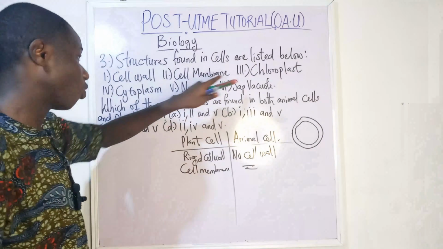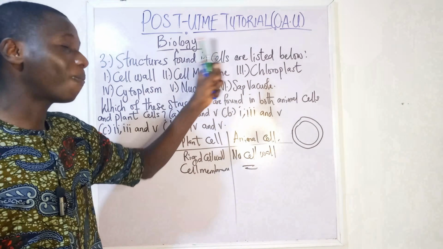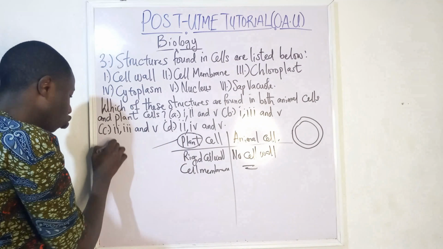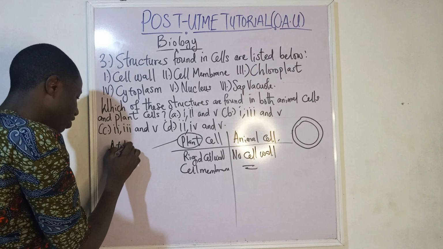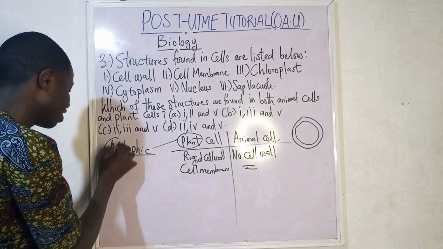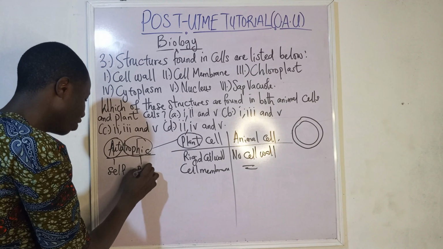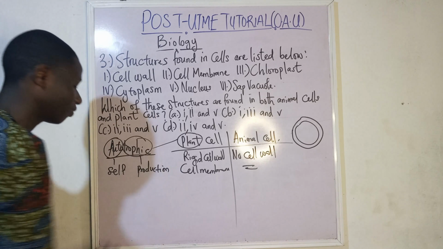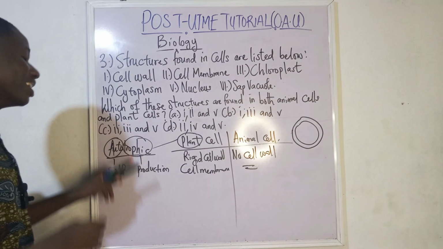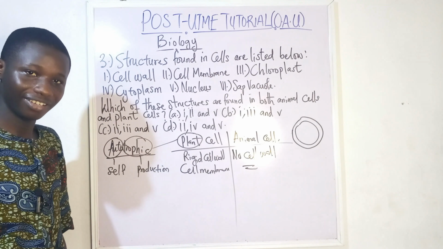What else are we looking at again? We have done this. Now chloroplast. Chloroplast is an organelle. Plants are known to be autotrophic in nature. What do we mean by autotrophic? Auto means self. Trophic has to do with production. So that means self production, right? When we're talking of autotrophic mode of nutrition, it means that the organism is able to produce food on its own. Do you understand?